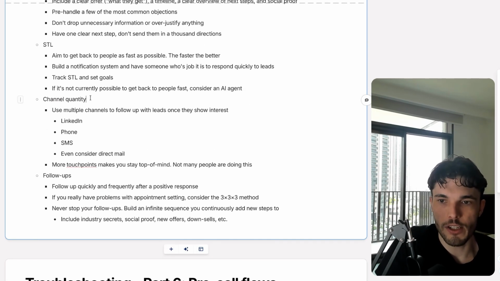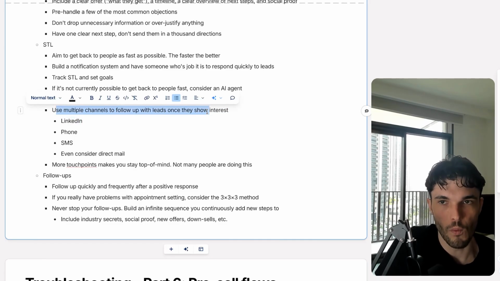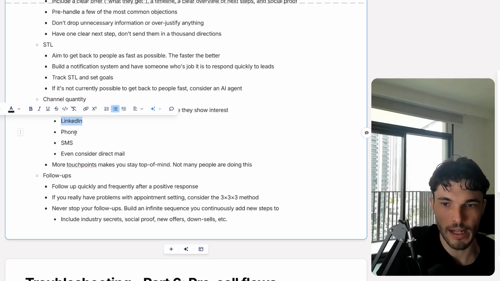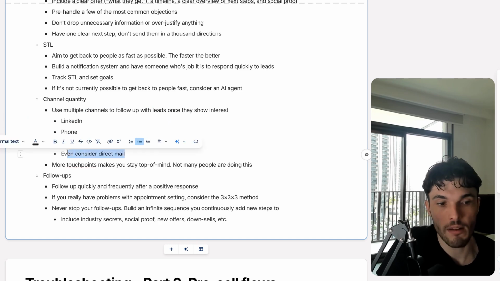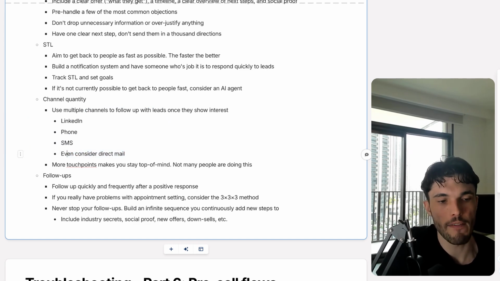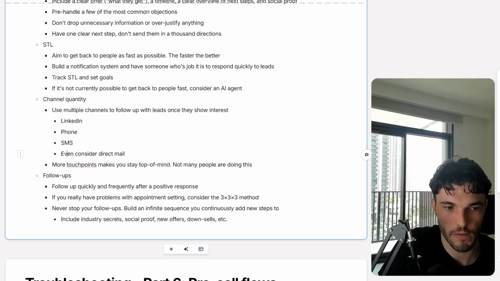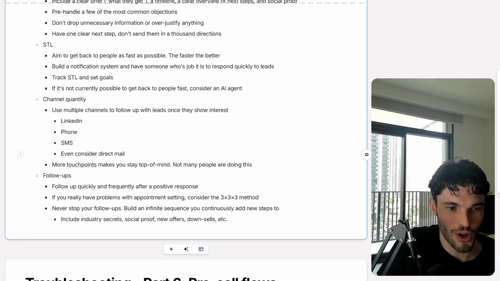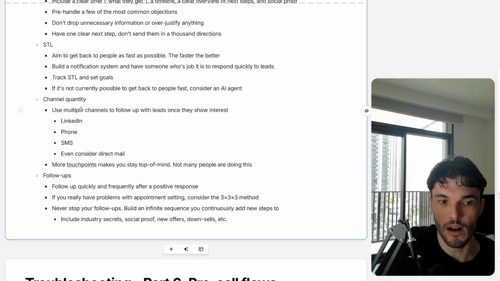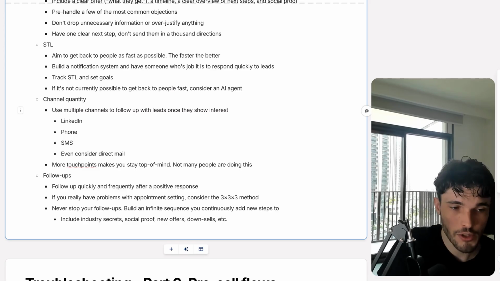The next thing here is channel quantity. So you want to basically use multiple channels to follow up with leads once they've shown interest. So follow up with the lead on LinkedIn, on phone, on SMS, and even consider direct mail. This is an interesting one. So let's say you have a CRM of like 100 people that responded very positively on email. If you send each one of them a letter or a gift or something by mail, you're probably going to book a ton of meetings by doing that. You could maybe get even 30% of them to actually respond at that point, right? So just be creative with it, right?